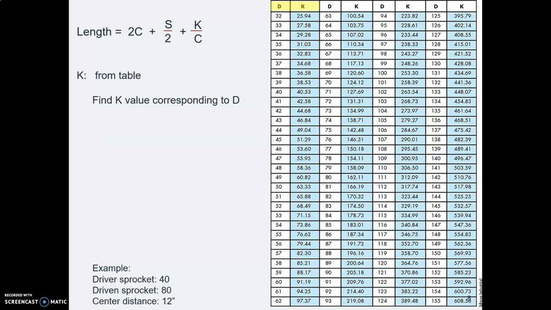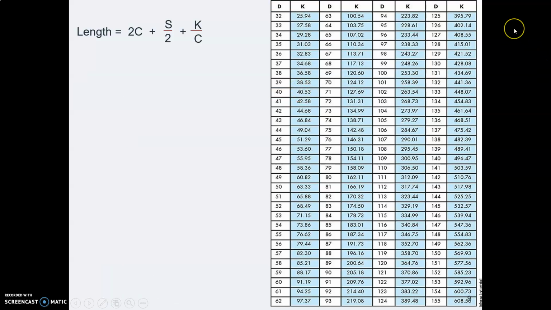Now we use our table. And notice in the table there is a column with D in it and a column with a corresponding K value. And these columns go all the way down and then continue up on the next column, go all the way down, continue up on the next column. So this is how they've squeezed many, many numbers into one table. Our D number is 40. So that means our corresponding K number is 40.53, which doesn't mean anything, but that's the number we're going to plug into our formula.